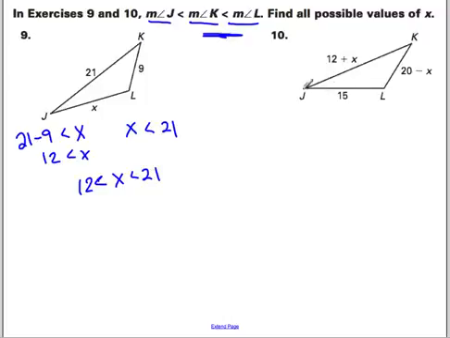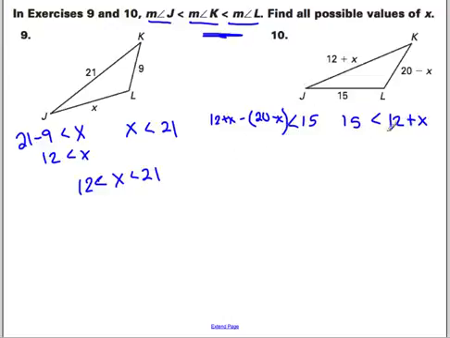One thing we know, again, JL is going to be the middle length, so everything's going to be based on 15. So one thing that we'll say is that 15 has to be less than 12 plus x, which is going to be the longest side. So it has to be shorter than the longest side. Another thing that we know is that 15 has to be greater than the longest side minus the shortest side. So that would be 12 plus x minus, this is 20 minus x. This is kind of a weird thing to write out.